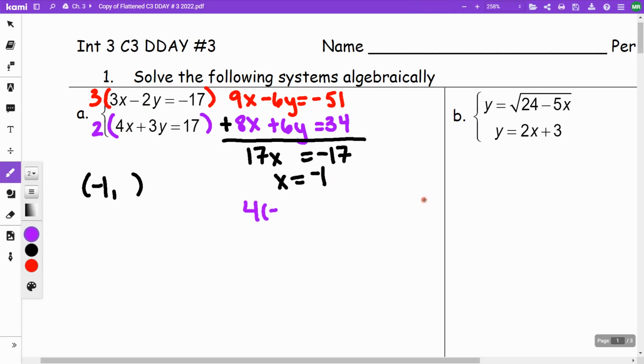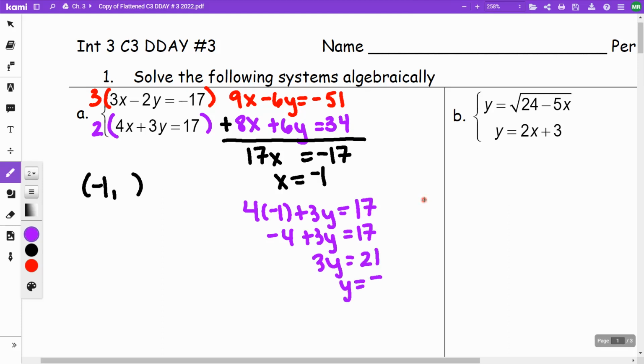So 4 times negative 1 plus 3y equals 17. So negative 4 plus 3y equals 17. 3y is going to equal 21. So y is 7. So I get negative 1 comma 7. And that is my point of intersection.